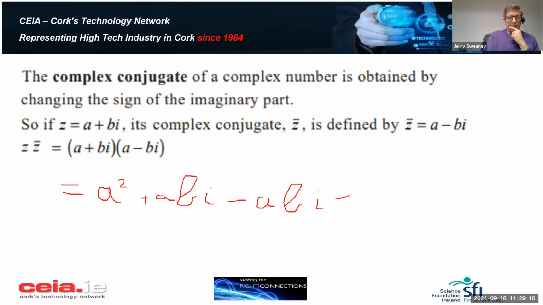Minus b times, sorry, minus b squared I squared. So appalling writing, but you get it. These two cancel out, and the minus and the I squared cancel out. So we end up with a squared plus b squared.